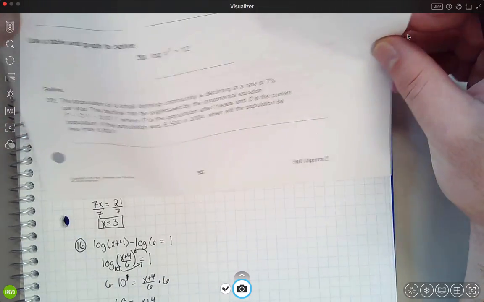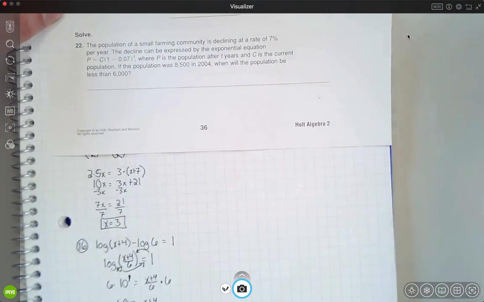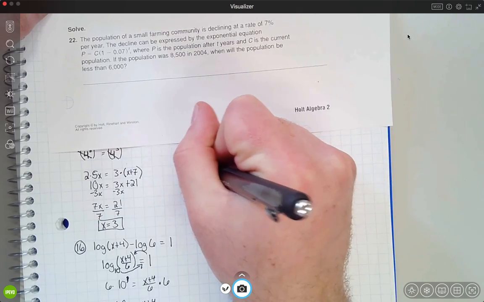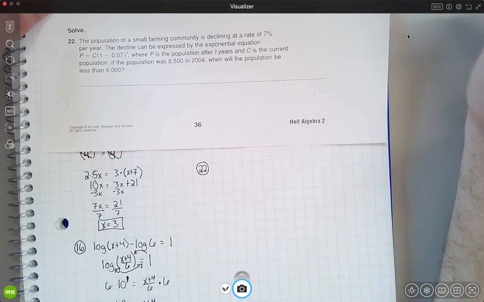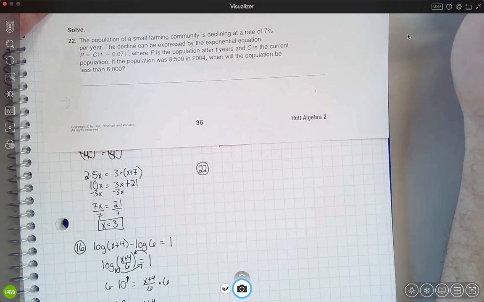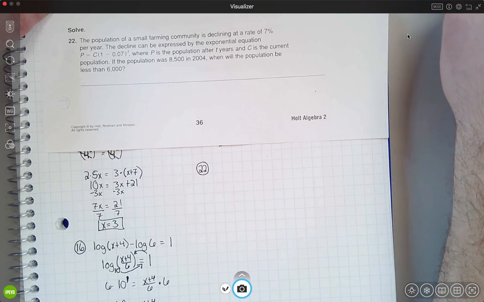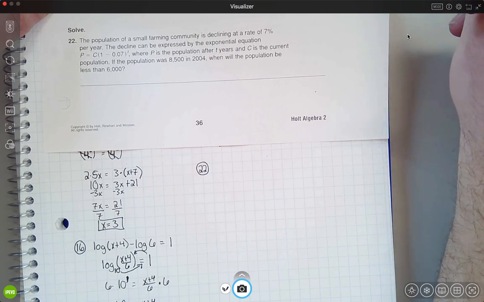So I'm going to bring over the worksheet here. We're taking a look at number 22. Okay, so we're going to do number 22 here. Number 22 says the population of a small farming community has declined at a rate of 7% per year. The decline can be expressed by this exponential equation. So they're nice enough to give you the equation.